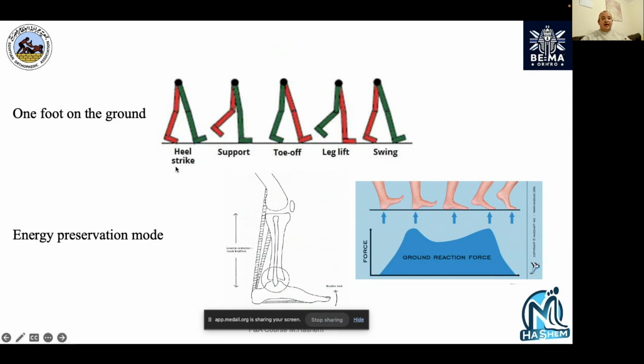Number two, energy preservation. To preserve energy while walking, you depend as much as possible on the ground reaction force and on eccentric contraction of the muscle. All of us know from basic science that concentric contraction means the muscle shortens, and eccentric contraction means the muscle lengthens. In both of them, the muscle goes into action.